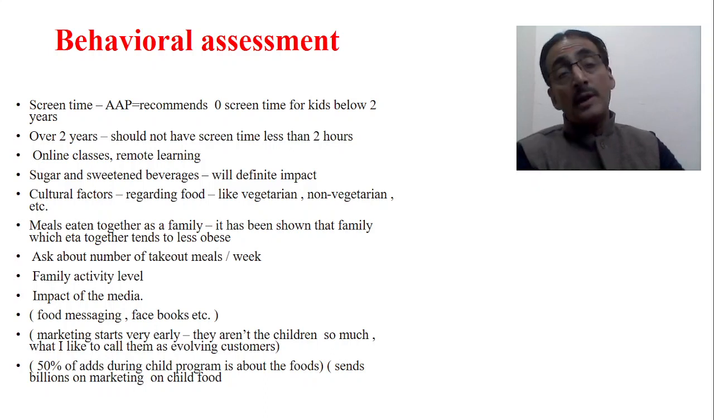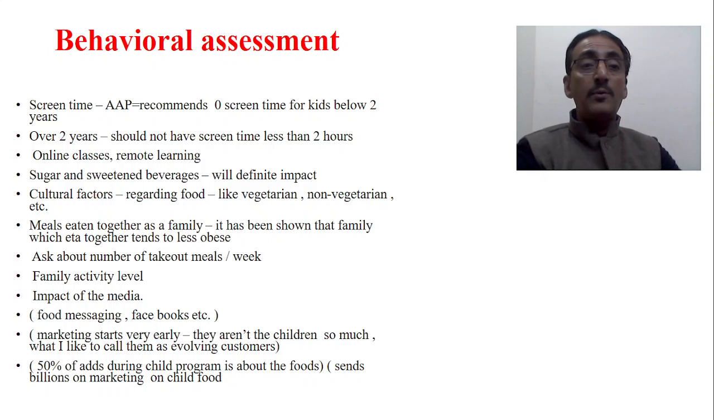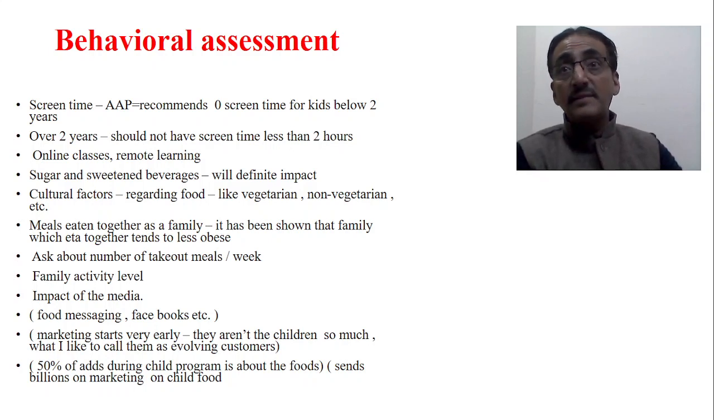Now we know that online classes are going on, and remote learning is gaining popularity. This being the case, limiting the screen time to 2 hours is very, very difficult. This is a big issue. During the COVID time, the condition has worsened. In future we will come out with so many obesity patients as a complication of COVID time.